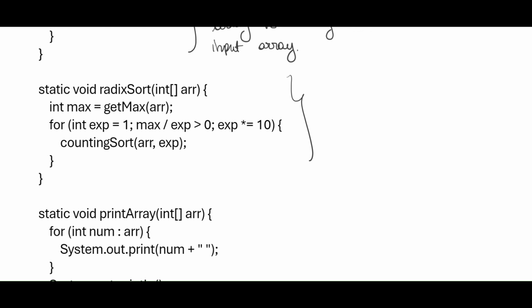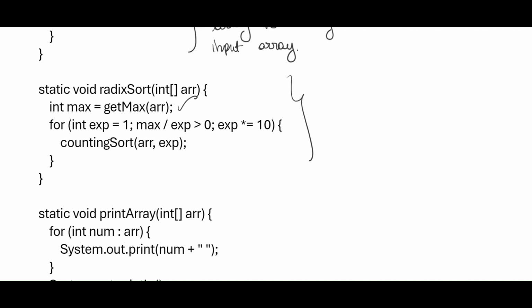This is the main radix sort method. What does it mean? This method sorts the array using radix sort. Okay, we understood. Next, int max is equal to getMax of array. We know that getMax of the array will return the maximum element, and it will store it here as max.